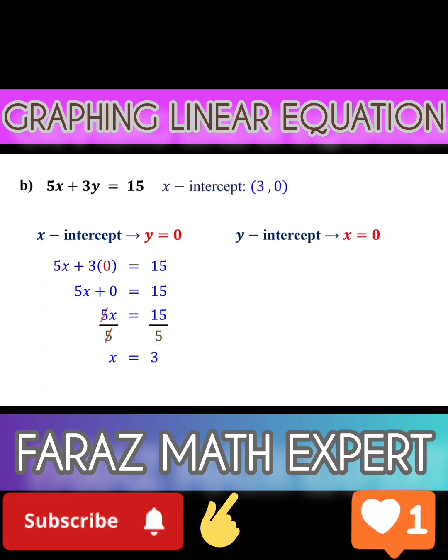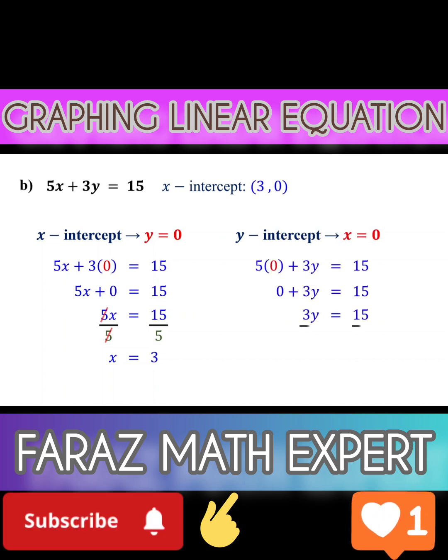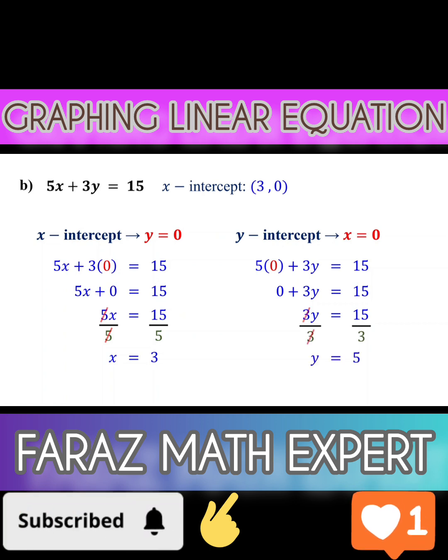The y-intercept occurs when x is 0, right? So, set x to 0 and solve for y. This simplifies to 3y equals 15. Dividing both sides by 3, you find that y equals 5. So, the y-intercept is 0, 5.